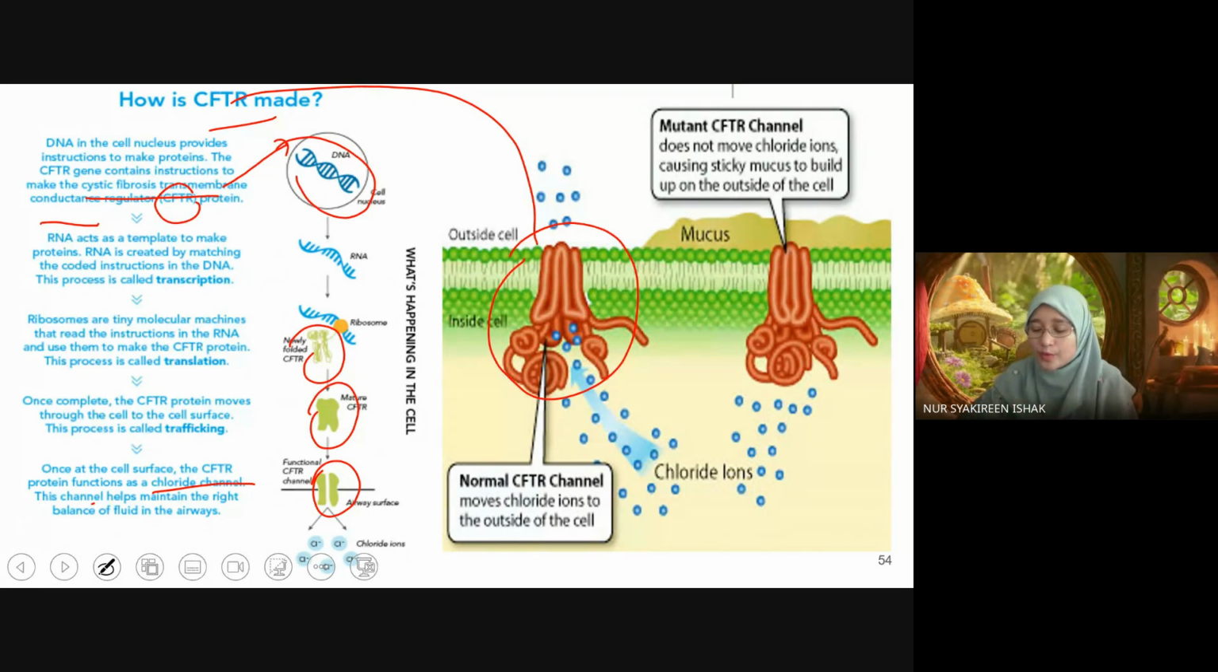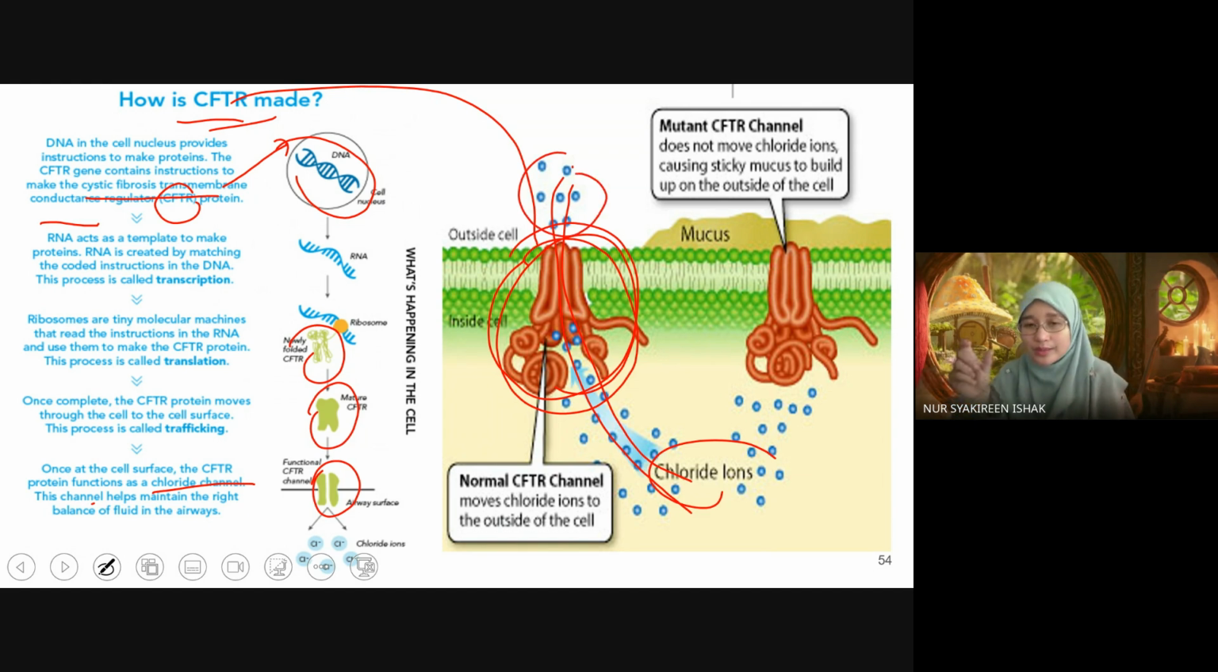Okay. So normal CFTR moves chloride ion to the outside of the cell. In the normal condition, in a healthy person, the chloride ion channel, which we call CFTR protein, allows chloride ion from inside to move outside of the cell.